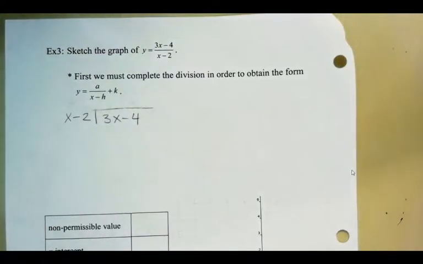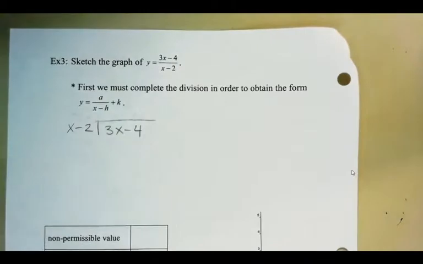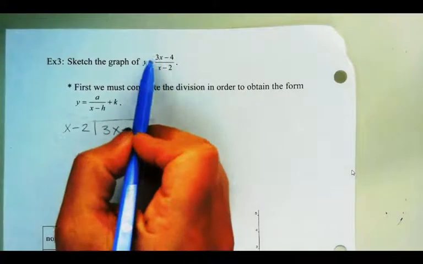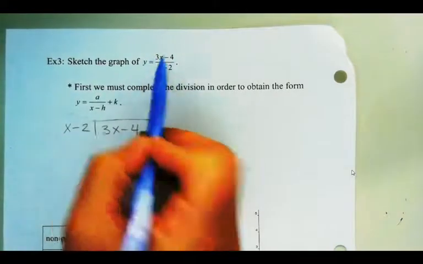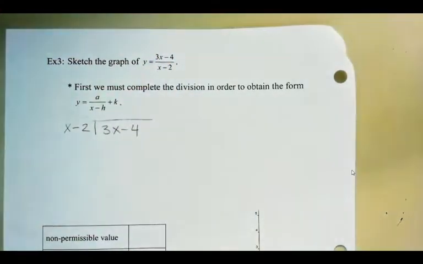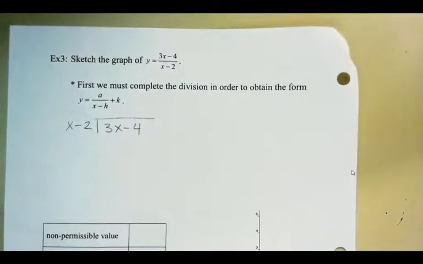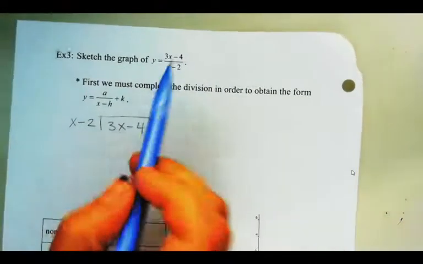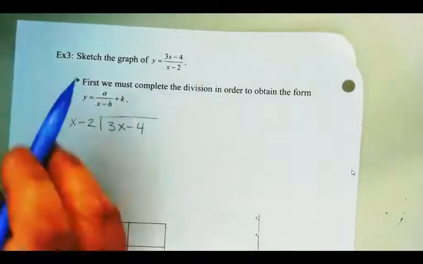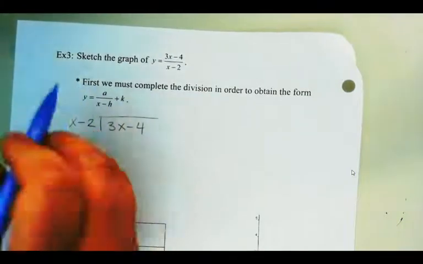So let's have a look at this question. We've got the graph, so this is a rational, but the problem with this is it's not in the form that we would like. It's not in the y equals a over x minus h plus k form. It has a polynomial here instead of a. We need to first do polynomial division on this to get it into this form.